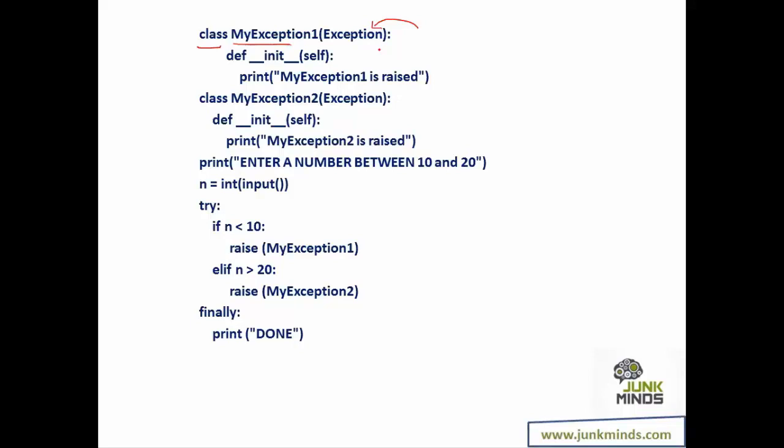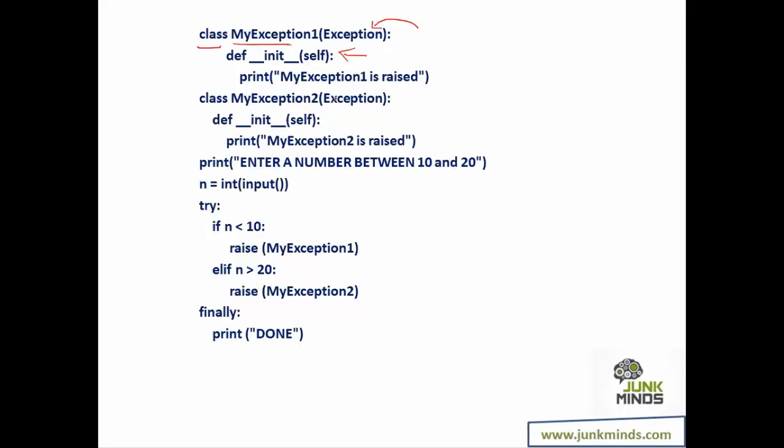So over here, I've derived this class myException1 as a derived class from this class Exception. Whenever you want to create your own class for exception handling, you will have to derive that class from this class called Exception. Now inside this class, I have written an initialize method. The initialize method, you know, is kind of a constructor.